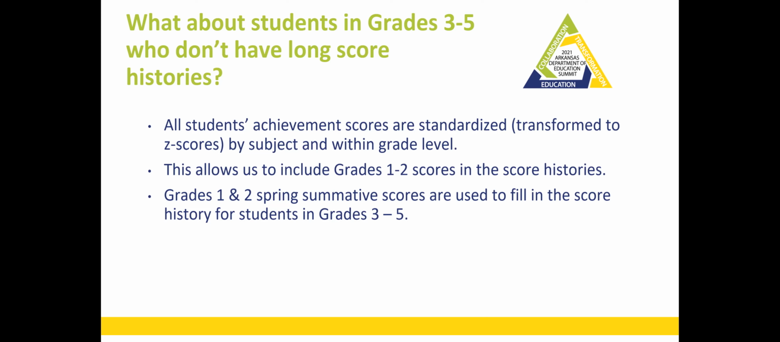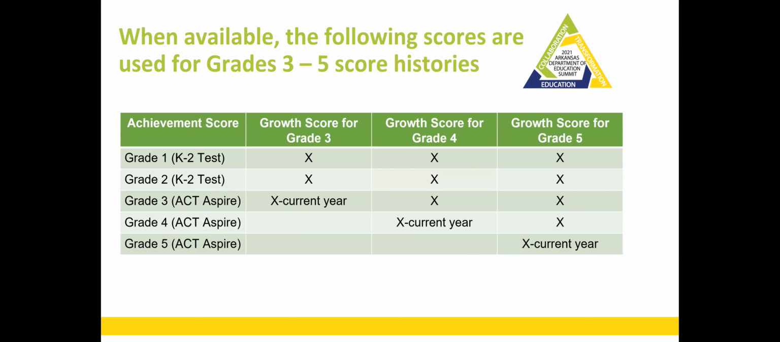Our growth model is calculated for students in Arkansas. So we're not at an advantage or disadvantage based on a larger population across the country. This is about our students in Arkansas. By standardizing scores, we're able to include grades 1 and 2 scores in the score histories of students in grades 3 through 5. And this is really important. I'll show you; examples speak louder than words. So let's take a look.